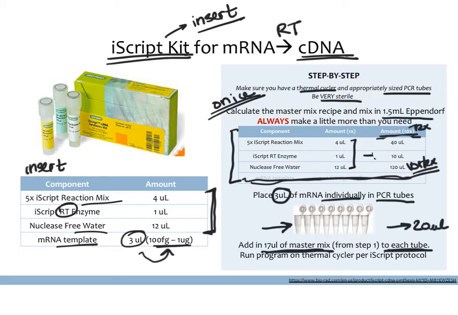You're then going to run this on the thermal cycler, and every single kit on that insert will also tell you the exact reaction conditions to run it at. Or your lab may have already saved a protocol onto their thermal cycler for qPCR or for mRNA to cDNA. So always check that, always double check against the insert, and whatever the instructions say, put exactly that into your thermal cycler.